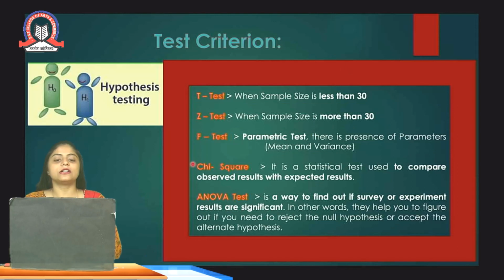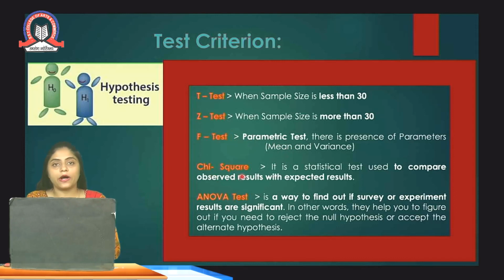Mainly, the researchers are using these sorts of tests. T-test when the sample size is less than 30. Z-test when the sample size is more than 30. F-test, where we need to find out the goodness of fit, which is a parametric test, where the parameters may be in the form of mean and variance.